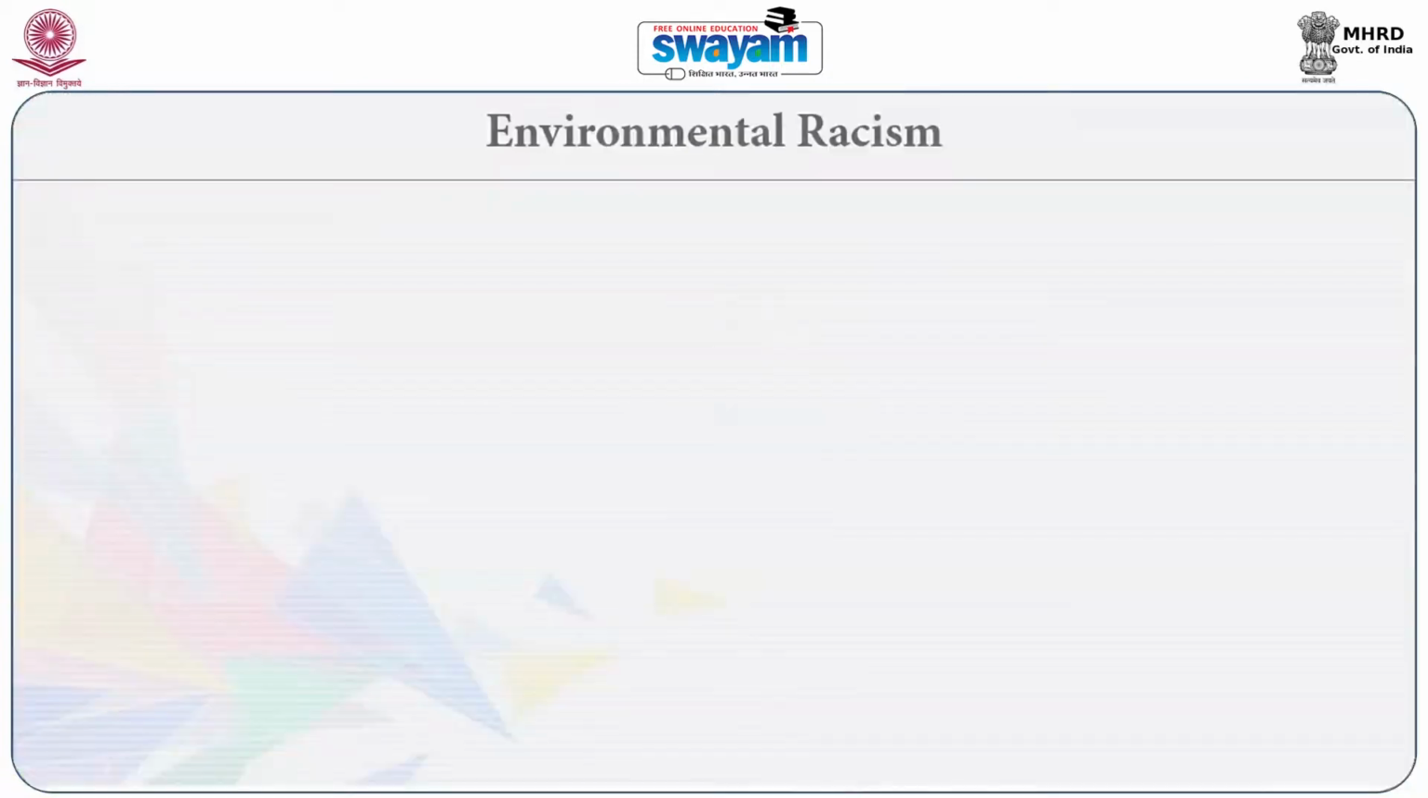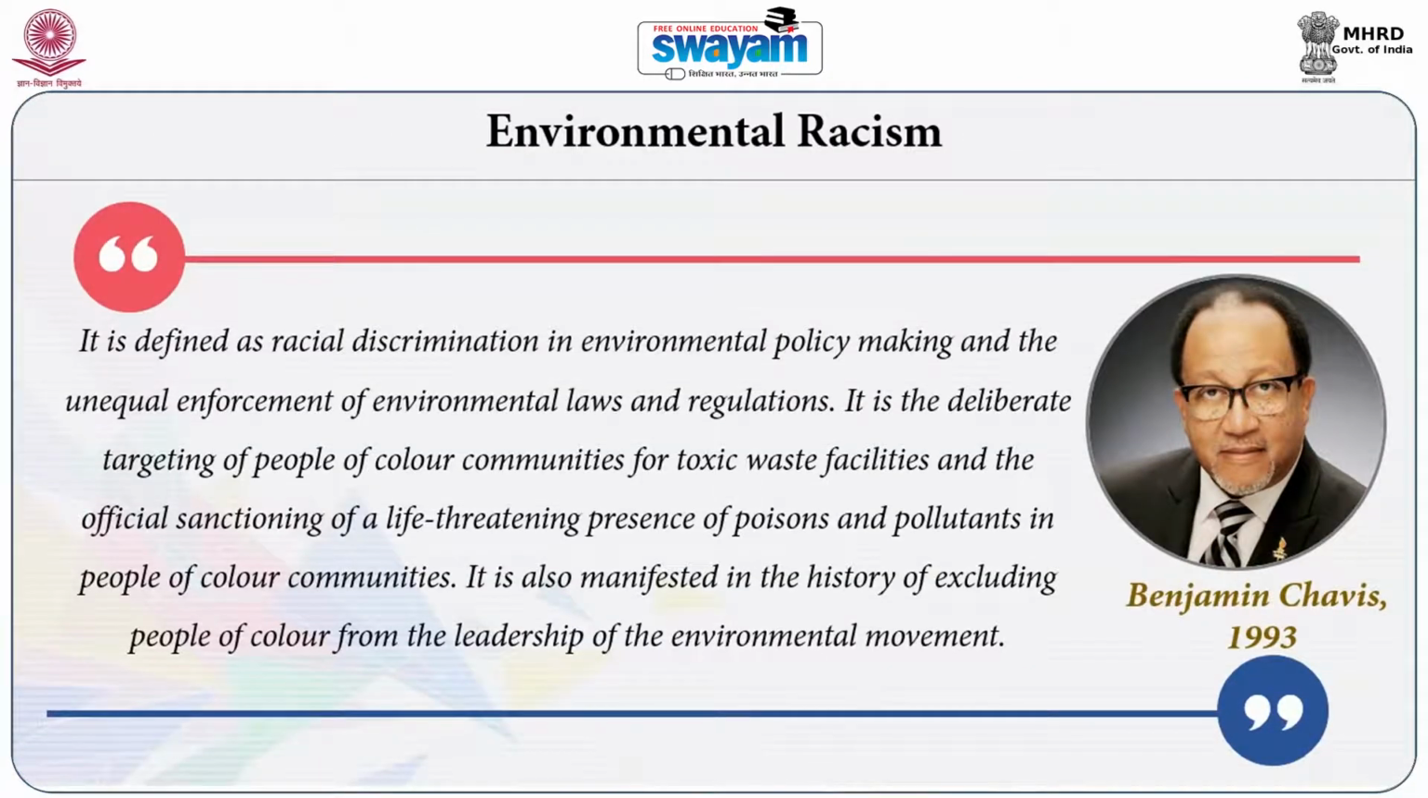Different definitions were given of environmental racism. Let's take a look at one of those definitions. Environmental racism is defined as racial discrimination in environmental policy making and the unequal enforcement of environmental laws and regulations. It is the deliberate targeting of people of color communities for toxic waste facilities and the official sanctioning of a life-threatening presence of poisons and pollutants in people of color communities. It is also manifested in the history of excluding people of color from the leadership of the environmental movement.